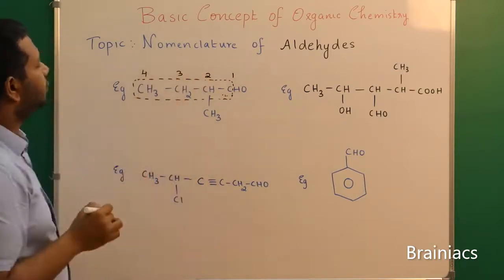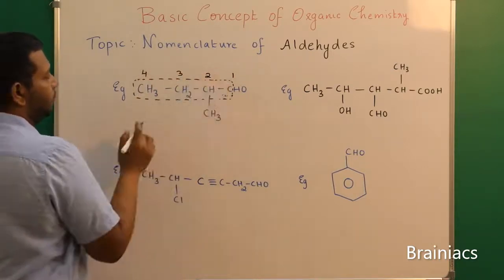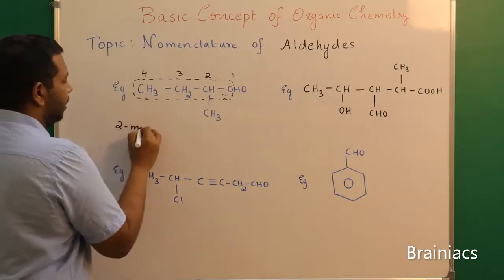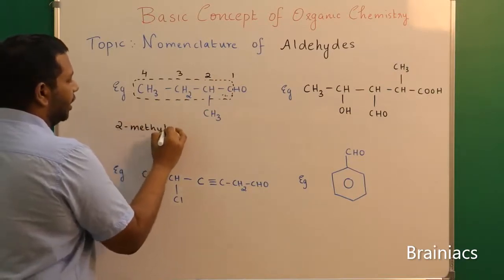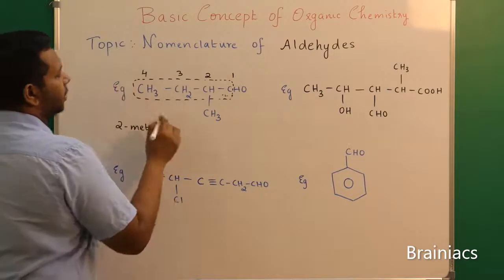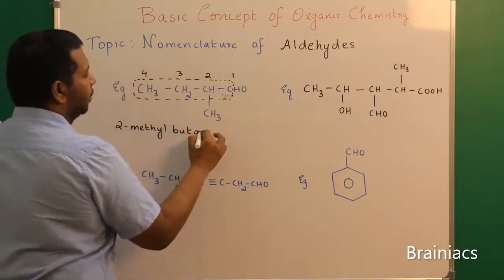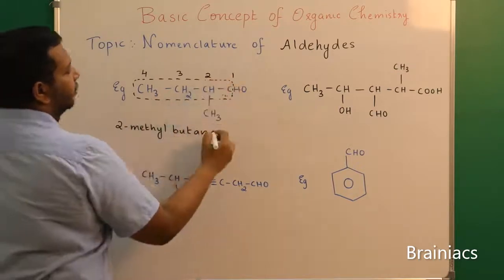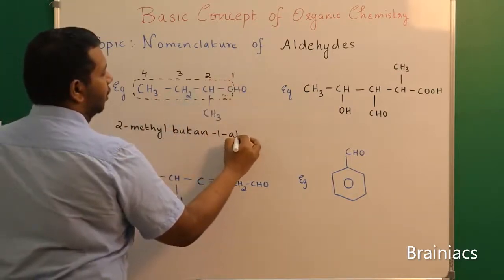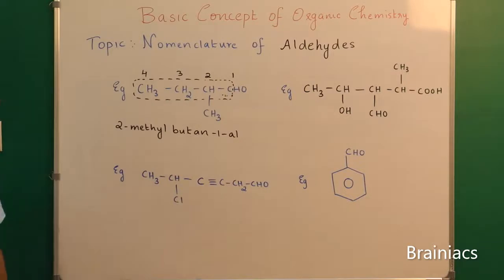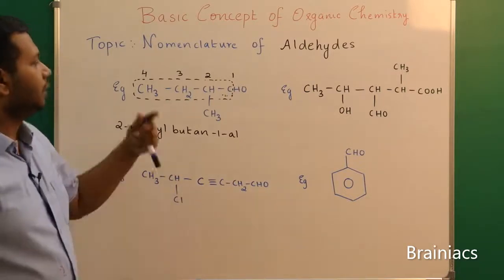So what should be the name of this compound? First the secondary prefix will come, that is 2-methyl, correct? 2-methyl. Then 4 carbon atoms, so the word root should be but. All are connected by single bonds, so butane, correct? Then at the first position you have OH, butanol. So this should be the answer. Understood? So we will go to the next question.